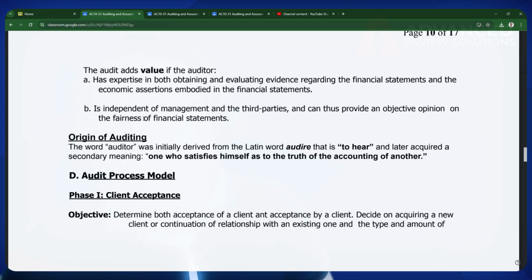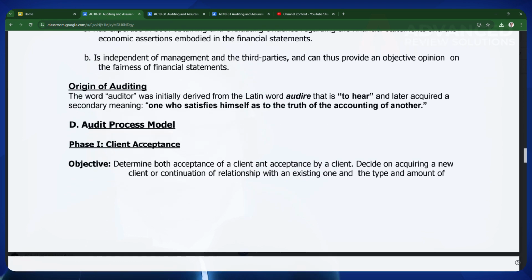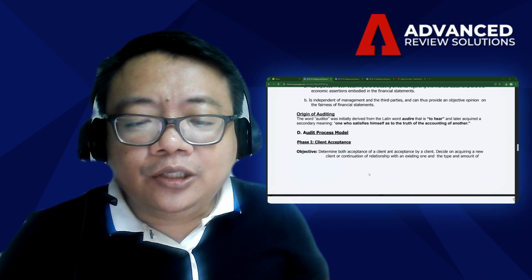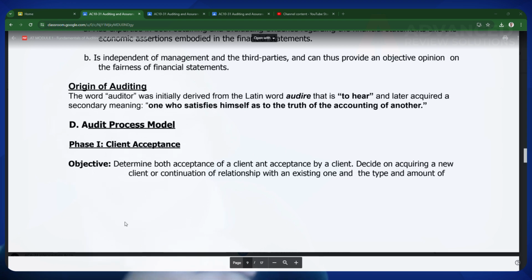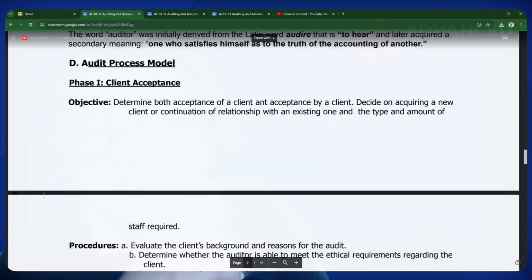Okay. So, but before that, no, ano ba yung origin of the audit? Okay? So, please take note of this. So, very important here is the origin of the auditing. Ano yung class, no? The word auditor was initially derived from the Latin word audiri, no? That is to hear. Parang auditory, diba? And the later acquired secondary meaning, one who satisfies himself as the truth of the accounting of another. Okay? That is the word, no? Baka ibigay yan, no? It is from the word audiri, no? To hear. Alright? So, in terms of this, very important is about the audit process model.